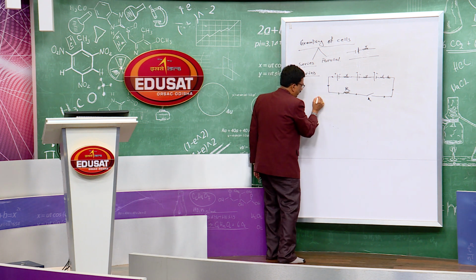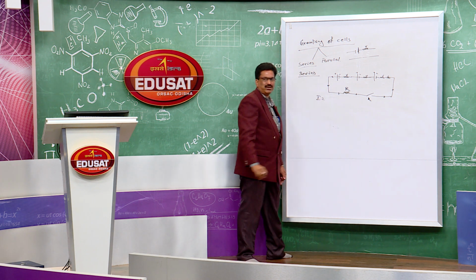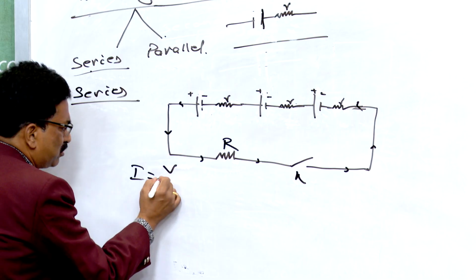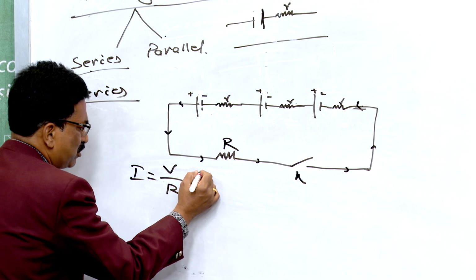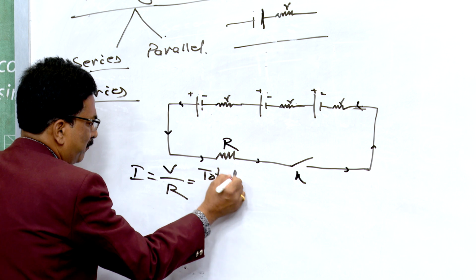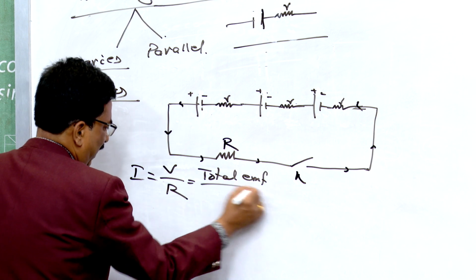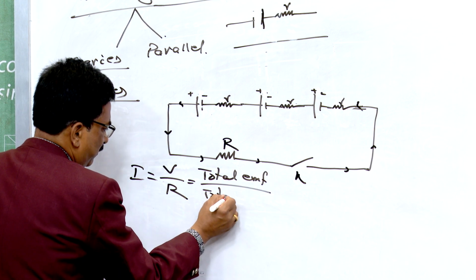So the current flowing here is I, and I equals V by R. V means the total EMF divided by the total resistance.